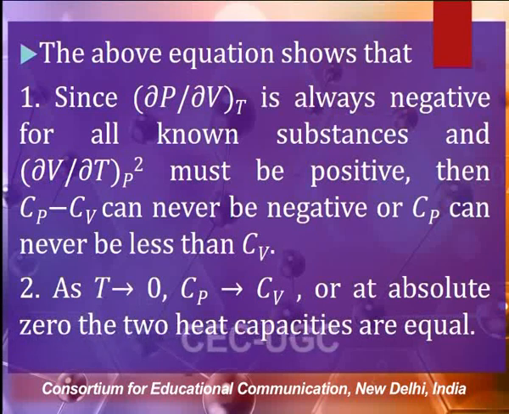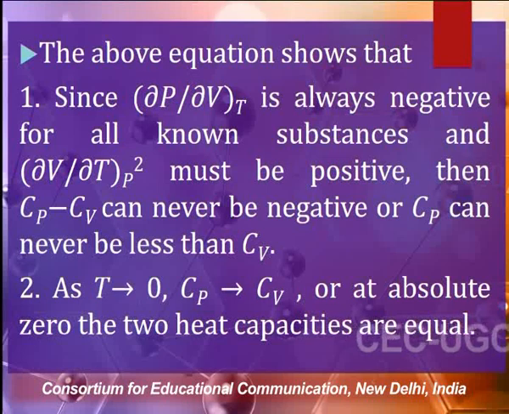First, (∂P/∂V) at constant temperature is always negative for all known substances. Why is it negative? Because increase in pressure always results in the decrease of volume. And (∂V/∂T) at constant pressure must be positive because it is occurring in the square. Therefore, Cp minus Cv can never be negative, or Cp can never be less than Cv. Cp is always greater than Cv.